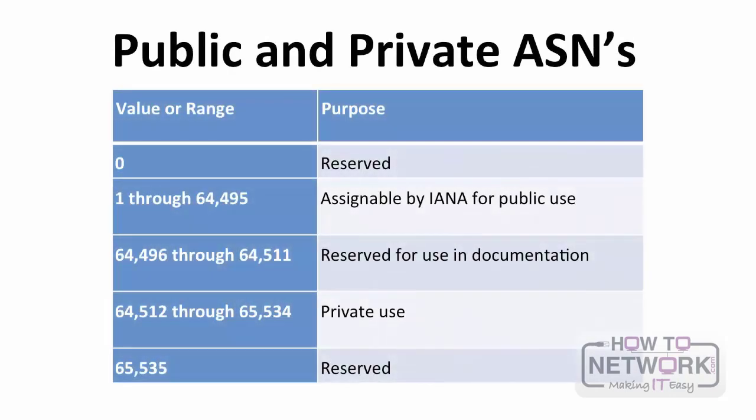Now, you need to understand the concept of public and private ASNs, and this shouldn't be foreign to you because you understand public and private IP addressing. So autonomous system numbers are chosen from this pool, and you can use them for private use or public use as need be, but you should be aware of that chart.